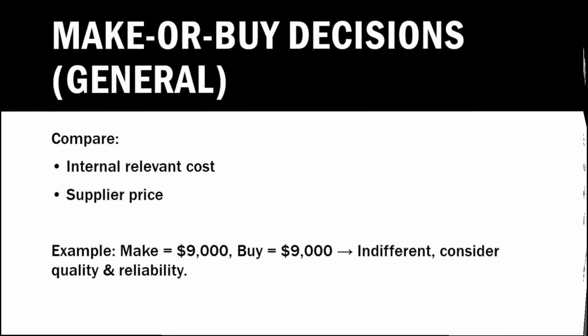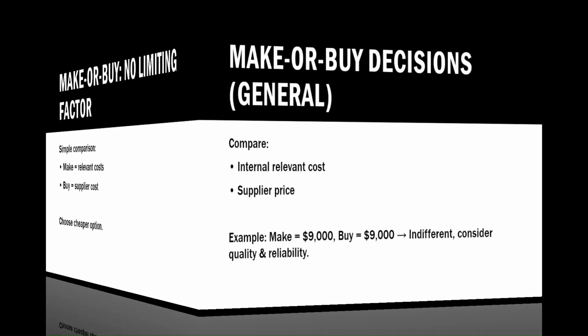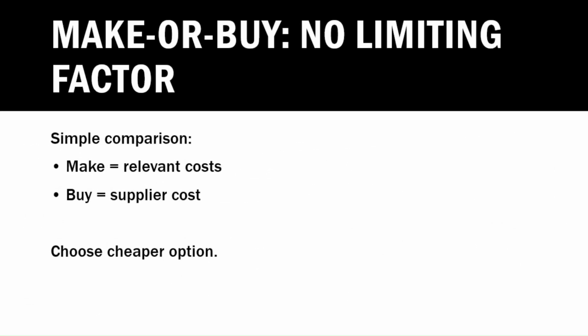Make or buy. General. Make or buy decisions compare the internal relevant cost of making versus the supplier cost of buying. Choose whichever option is cheaper, but do not forget qualitative factors such as quality, reliability, and long-term implications. Make or buy. No limiting factor. If there is no limiting factor, the decision is simple. Just compare the make cost with the buy cost and pick the lower one. Example: if making costs $8,000 and supplier price is $9,000, making is cheaper.